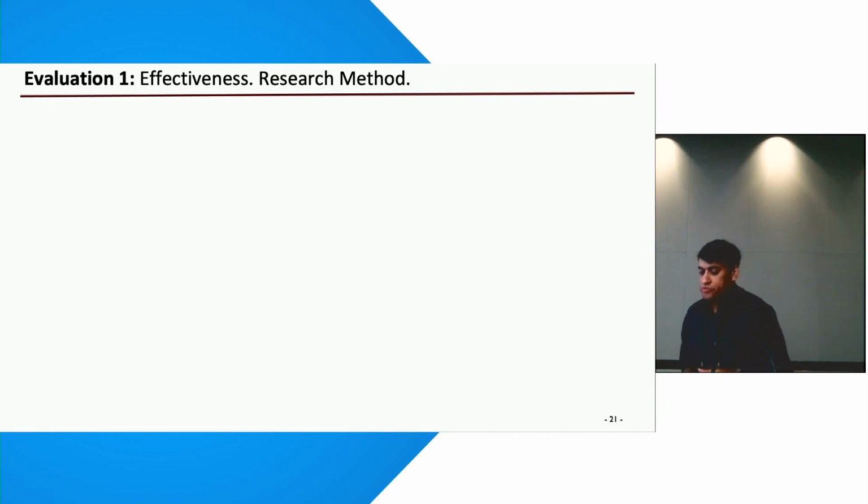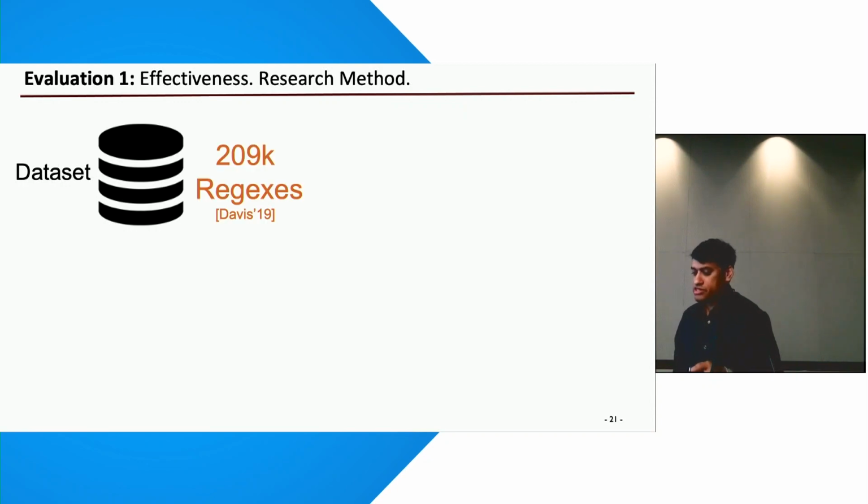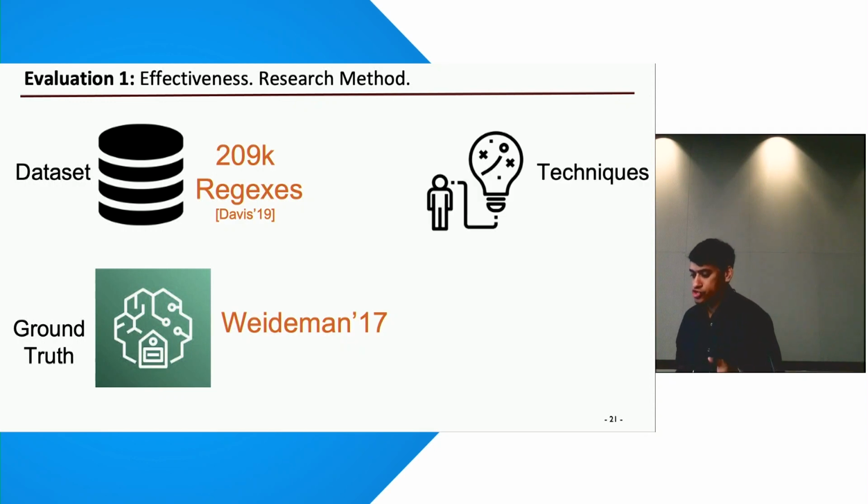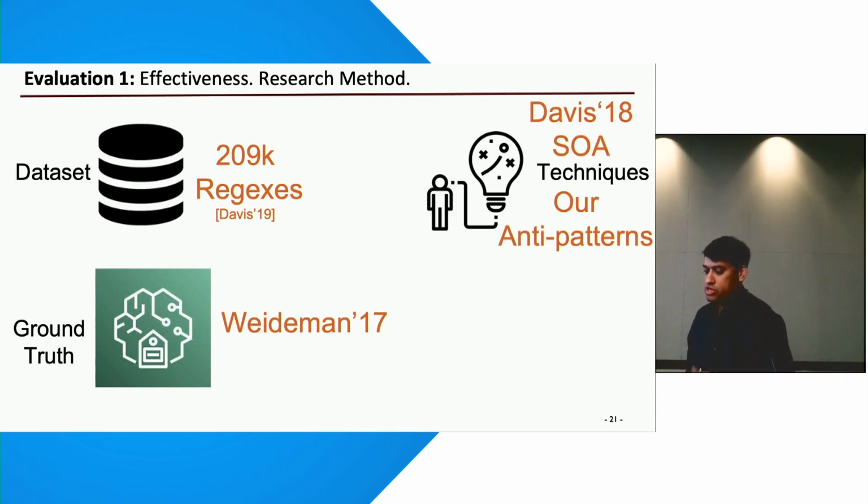For this experiment, we used a dataset of 209,000 regexes. We collected the ground truth of whether a regex is vulnerable or not using Weideman's automatic detection tool. With this, we study whether our anti-patterns are as accurate as the automatic tools at identifying vulnerable regexes. We compare our anti-patterns to the state-of-the-art anti-patterns that Davis collected in 2018. Although anti-patterns are expected to be used manually by humans, we applied each set automatically using scripts to be able to study such a large dataset of regexes.